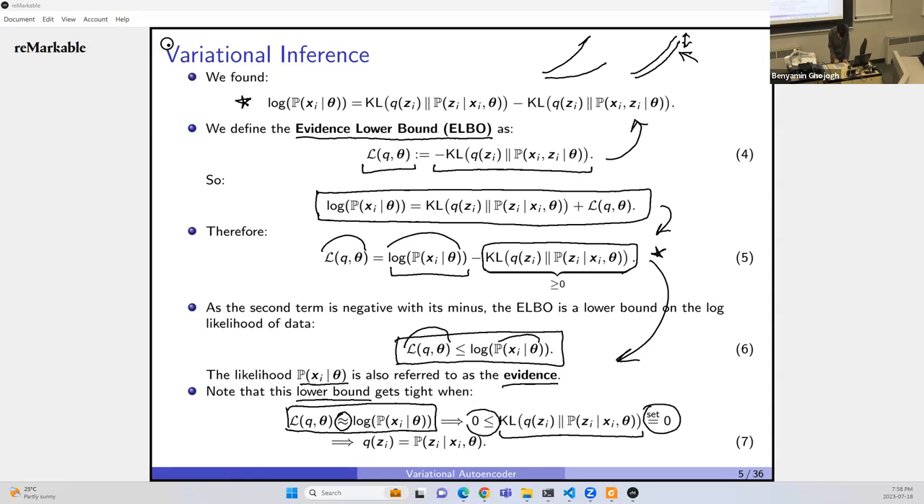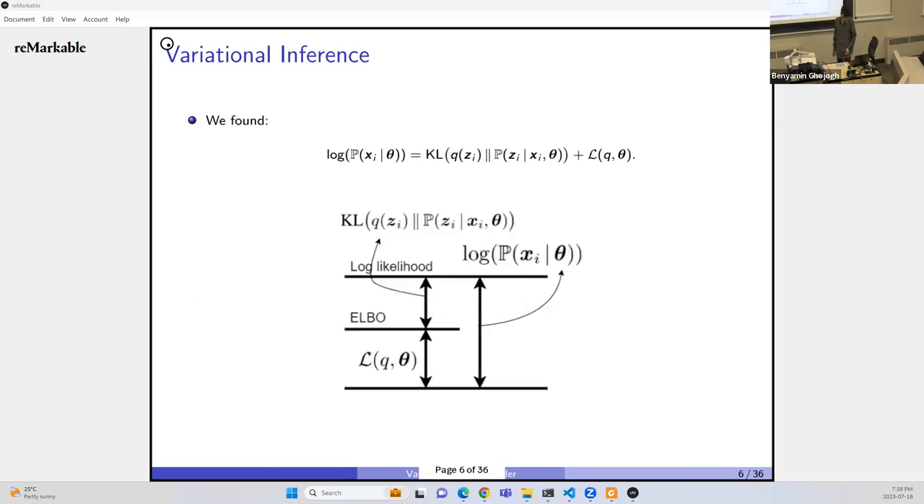But we know that KL divergence also is non-negative, greater than or equal to zero. Therefore, it's sandwiched between zero and zero. Therefore, it must be zero. When this is zero, what happens? Q of Zi becomes exactly equal to the probability of Zi given Xi and theta, right? So this is what we want. We want to have this. Okay. And we found this.